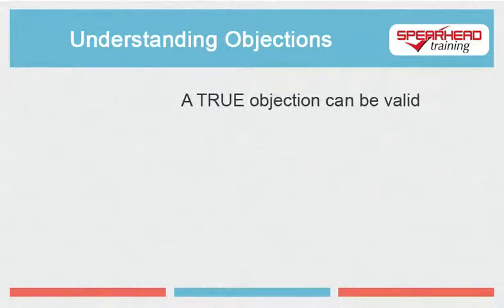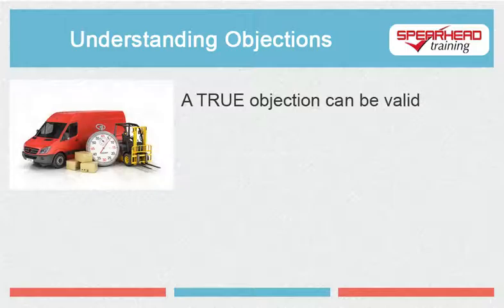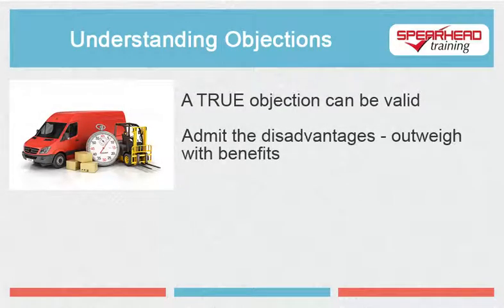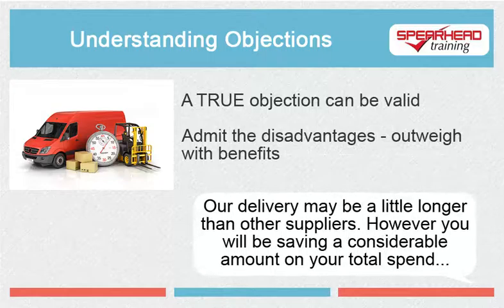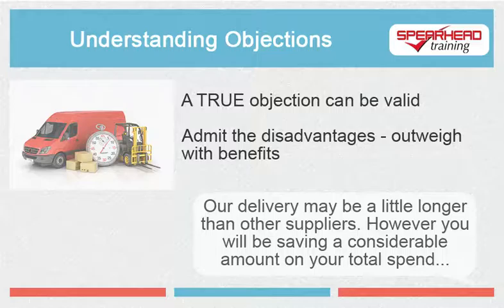For example, the customer may object that your delivery is rather long, and this could be the truth. In this situation, you admit the disadvantage and outweigh it with benefits. For example, our delivery may be a little longer than other suppliers, however you will be saving a considerable amount on your total spend. If possible, try to minimise the effects of any factual disadvantages.